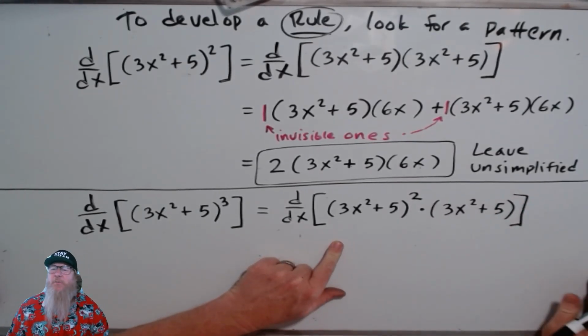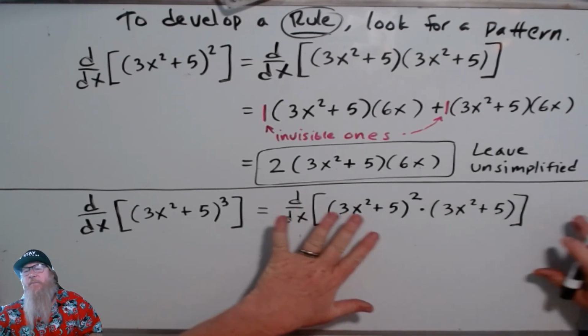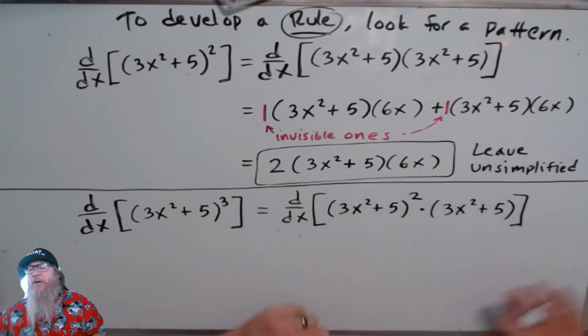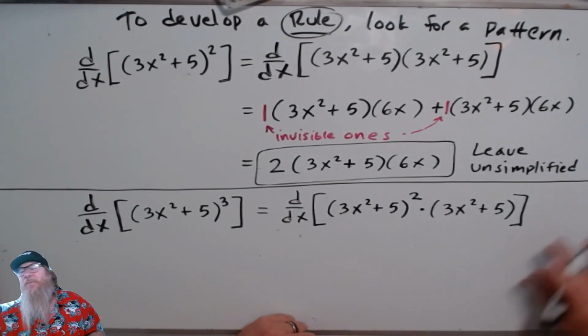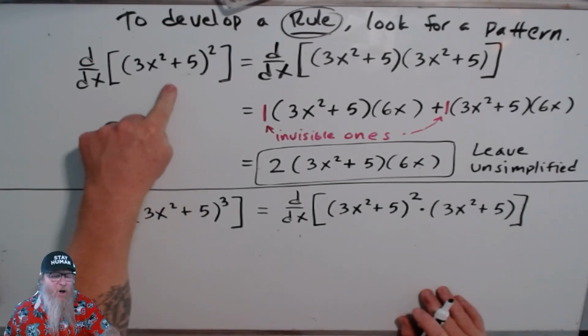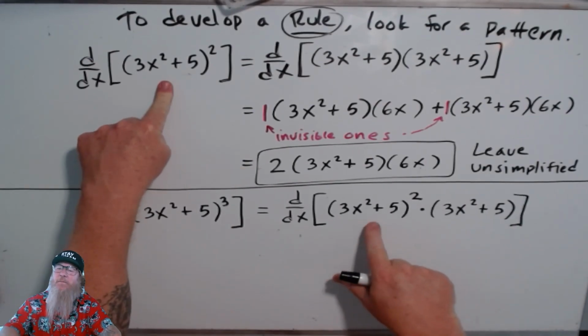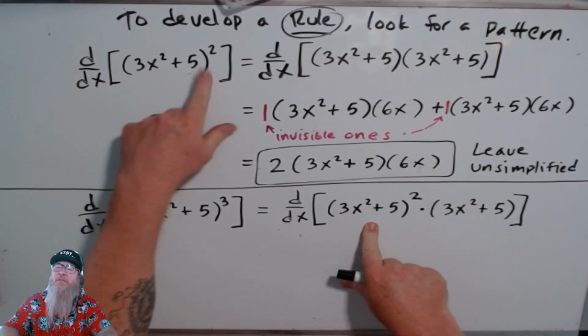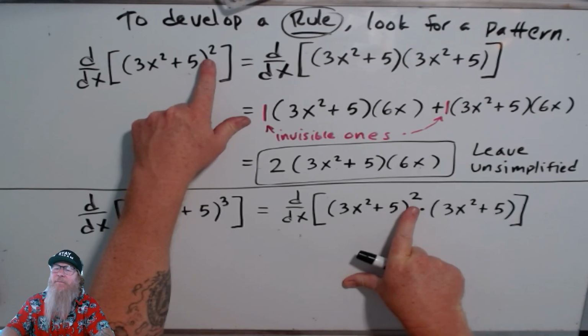There's a couple of reasons why I'm doing this. One is obvious. My board is not big enough to write it all 3 times. Although I probably could have made it fit. But there's another reason. I already know the answer to this one. 3x squared plus 5 squared. I already have it.